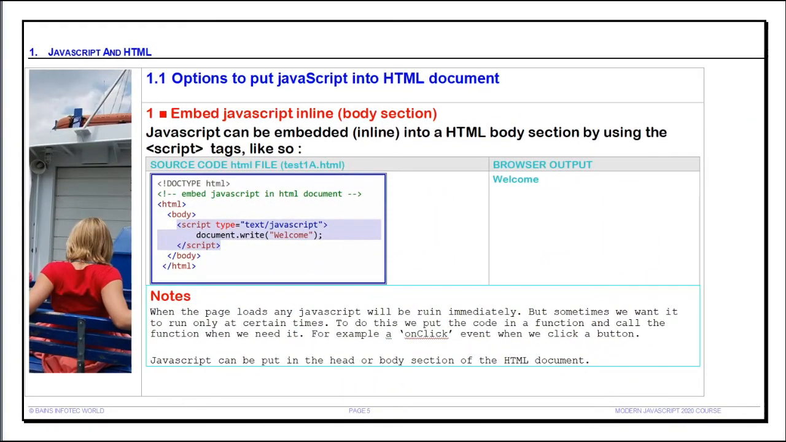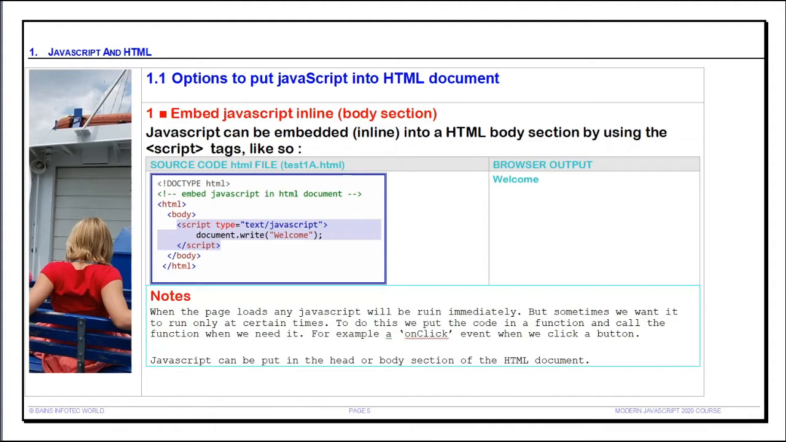Okay, options to put JavaScript into HTML. We can embed JavaScript inline, that means in line with the HTML code. So you have lines of HTML code mixed up with lines of JavaScript code. And the way we do this is we use a script tag.